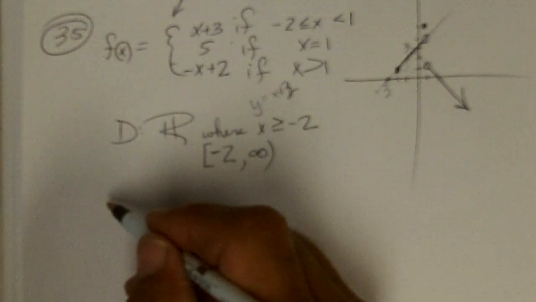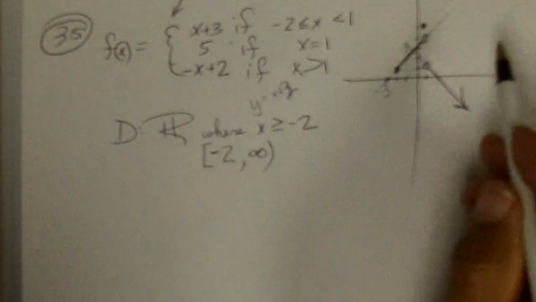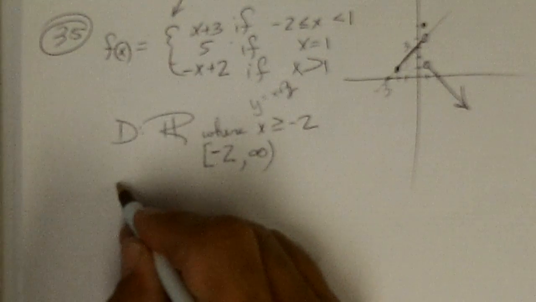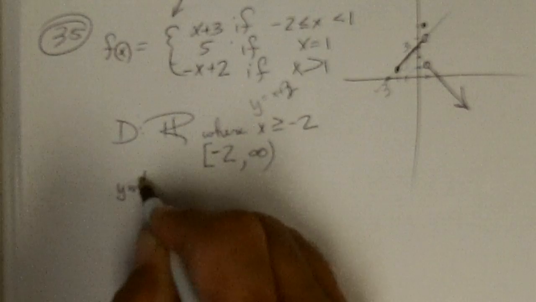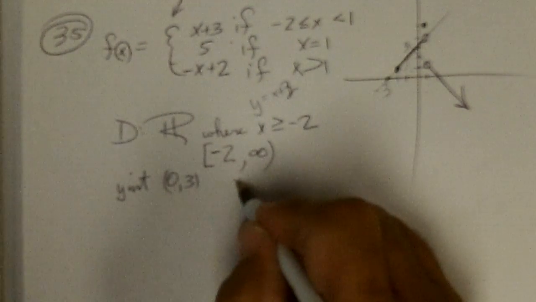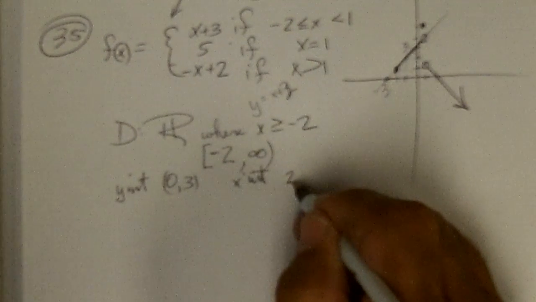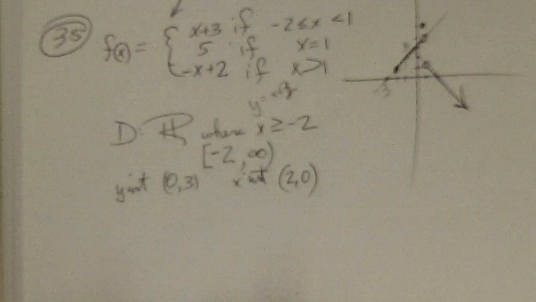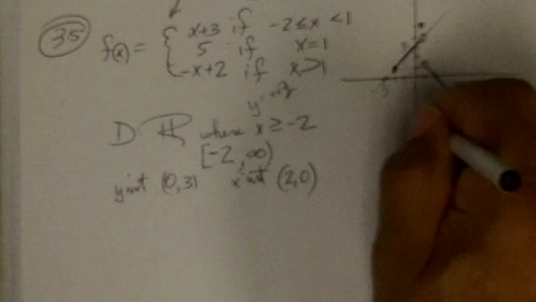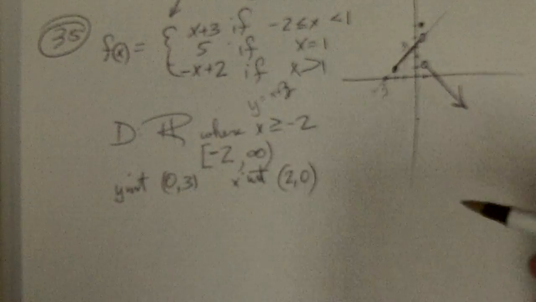That's 1. Locate any intercepts. The y-intercept is (0, 3). The x-intercept is (2, 0). Graph the function. Done. Based on the graph, find the range.